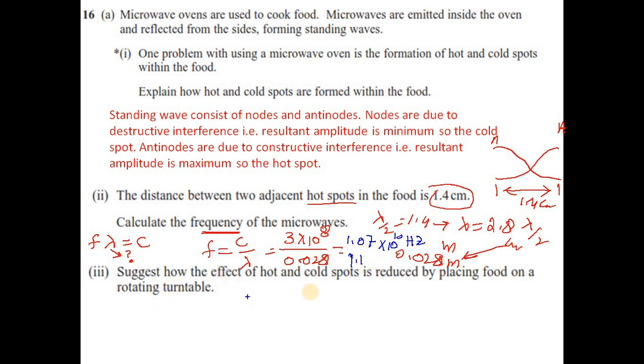Suggest how the effect of hot and cold spots is reduced by placing food on a rotating turntable. So the rotating turntable makes sure that the positions of nodes and antinodes keep changing constantly, so the whole region of the food can pass through the maximum hot spot, so it's being heated uniformly.